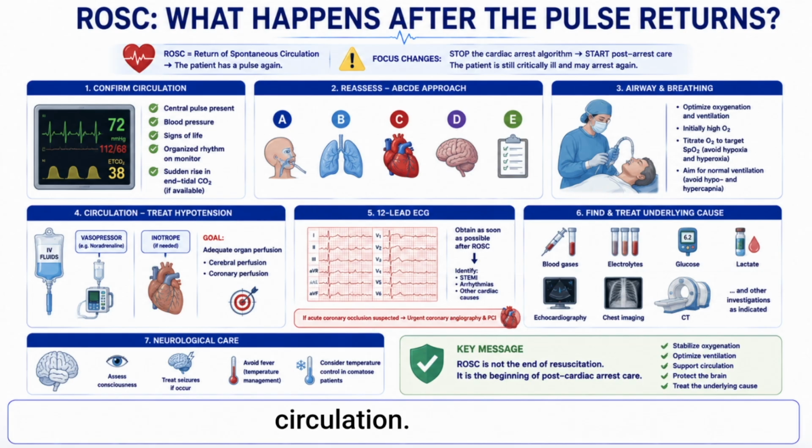First, we confirm circulation. We check for a central pulse, blood pressure, signs of life, and an organized rhythm on the monitor. If available, a sudden rise in end-tidal CO2 can also support ROSC. Then we reassess the patient using the ABCDE approach.